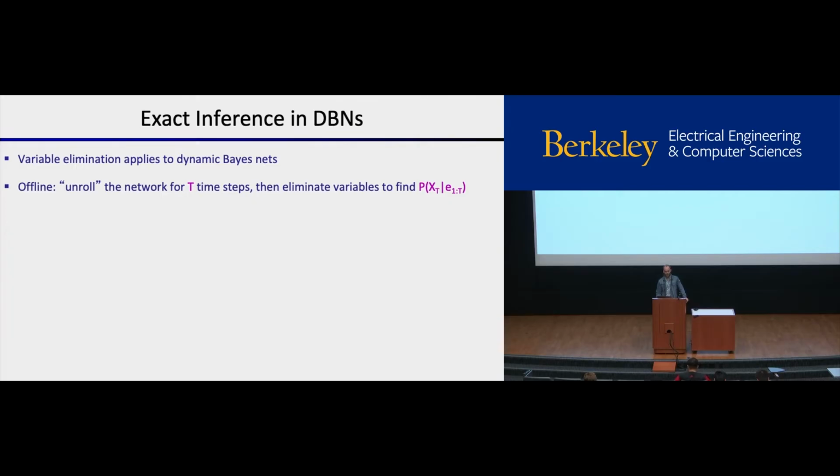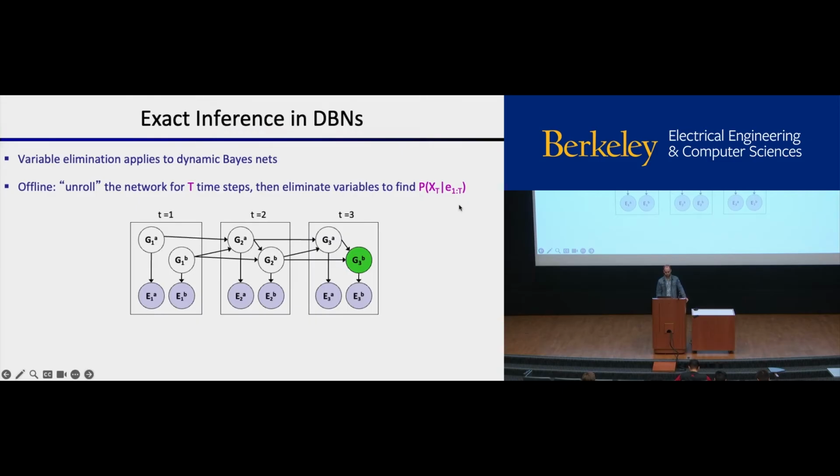We can unroll the network for t time steps, basically turn that into one Bayes-net, and then do variable elimination to find the same sort of thing we were interested in the HMM setting, the probability distribution over the variables from the last state given all of the evidence. So we might be interested in a particular variable, but we could look at any subset of variables of interest in the last state. That would be an offline method.